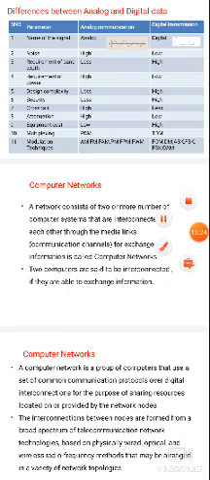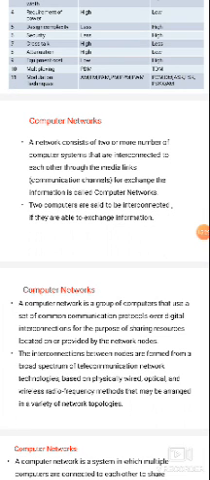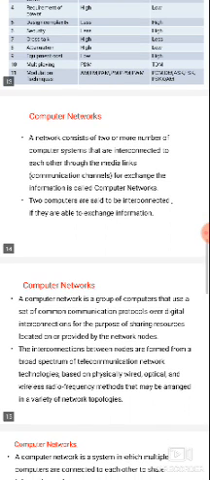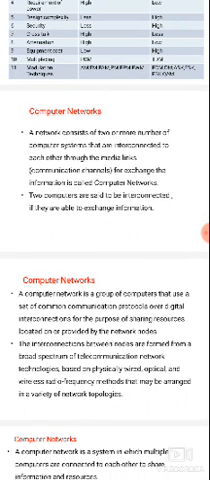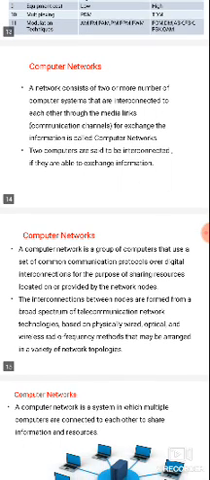Next one is computer networks. A computer network is a network consisting of two or more computer systems that are interconnected to each other through medium links. The medium links are also called communication channels. For exchanging information, it is called a computer network. So it consists of two or more computers that are interconnected to each other through the media link for exchanging the information.